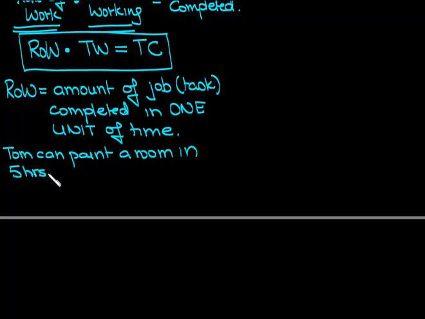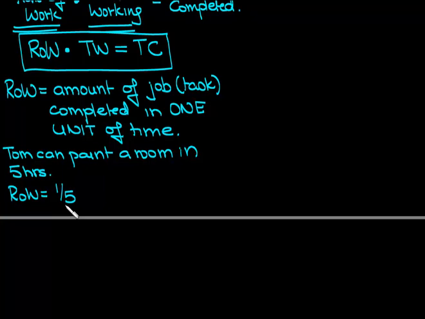So if I tell you Tom can paint a room in 5 hours, what is his rate of work? Basically, what does that mean? According to this definition, how much of the room can he paint in 1 hour? Well, Tom's rate of work would be 1 over 5, because if it takes him 5 hours to paint the room, then in each hour he would paint 1/5 of the room.